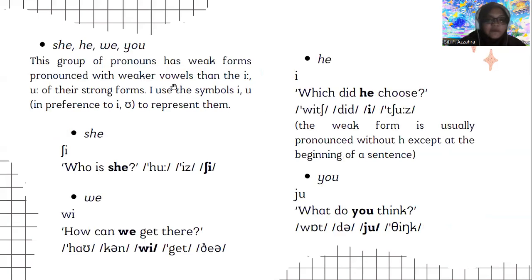And the next one here, we have a group of pronouns that has weak forms, pronouns with weaker vowels than the E or U of their strong forms. It used the symbols E or U in preference of the E and U here to represent them. The first one is she, like in who is she? And there's he in which did he choose? And there's we, like in how can we get there? And the next one is you in what do you think?